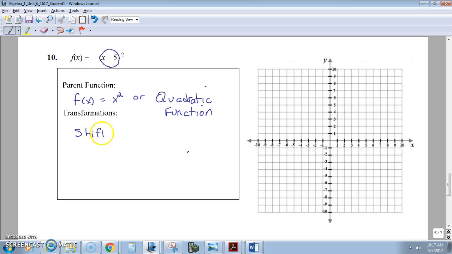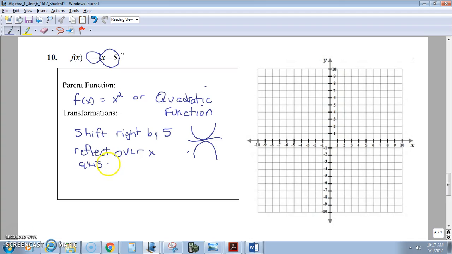Shift right by 5. Okay, and it's counterintuitive. This negative here means we're flipping it, we're reflecting it across the x-axis, so instead of being positive, it's going to be negative. So the correct math words are reflect over x-axis. Okay, but you could have also said just flipped upside down. I would take that.